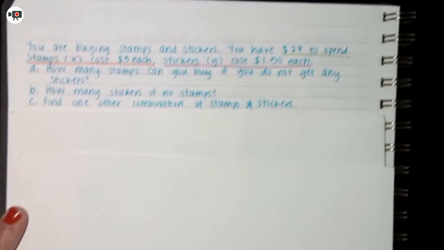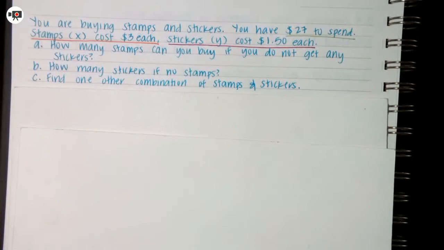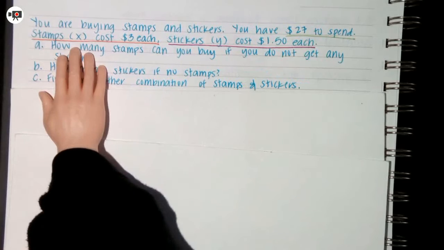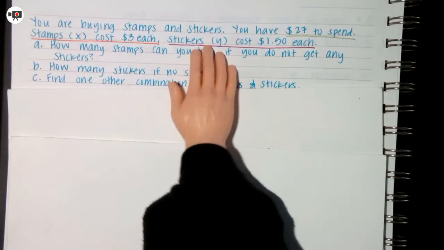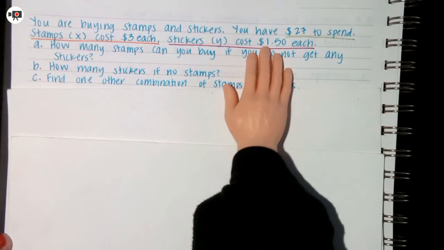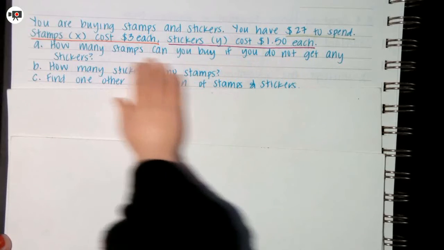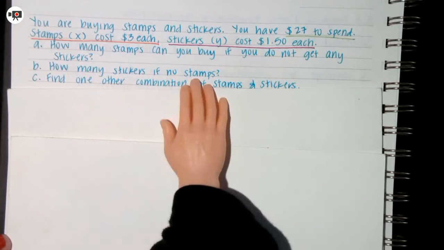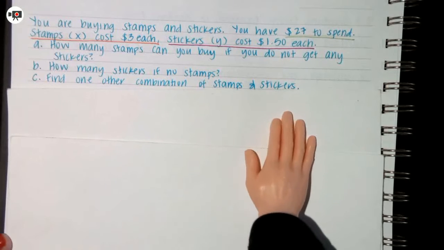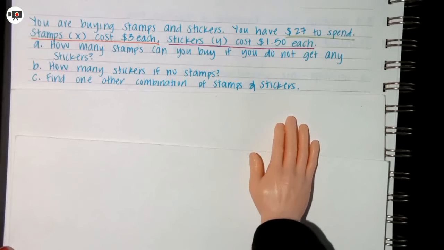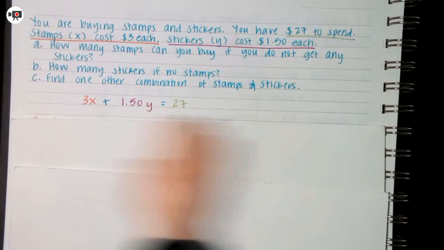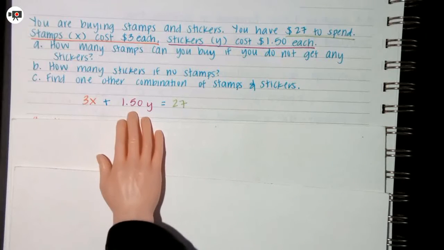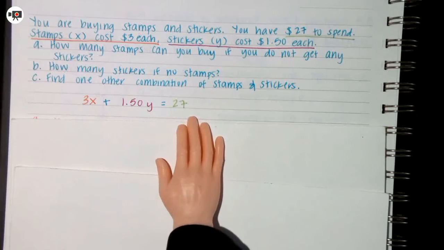Let's say you are buying stamps and stickers. You have $27 to spend. Stamps, which are x, cost $3 each, and stickers, which are y, cost $1.50 each. How many stamps can you buy if you do not get any stickers? How many stickers if you do not get any stamps? And then you're going to find one other combination of stamps and stickers. So this would be 3x plus 1.50y equals 27.